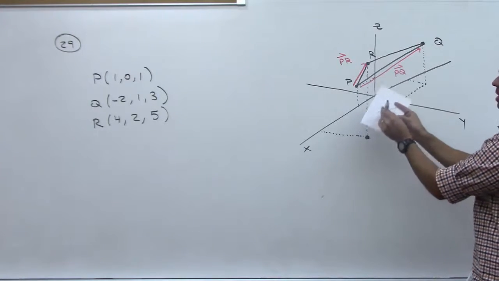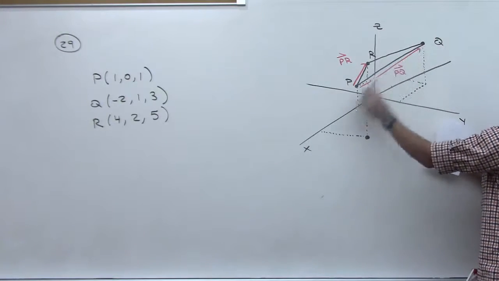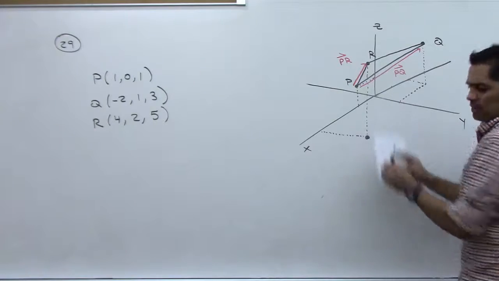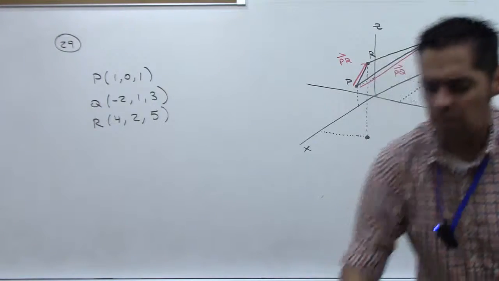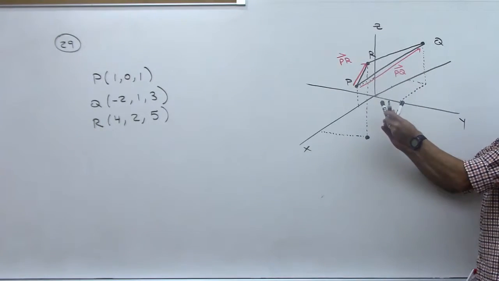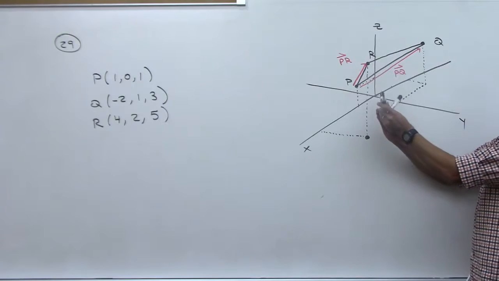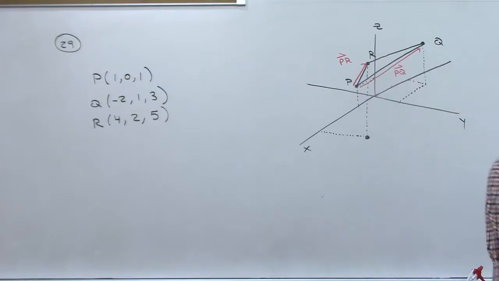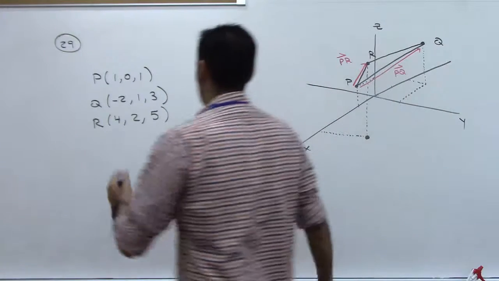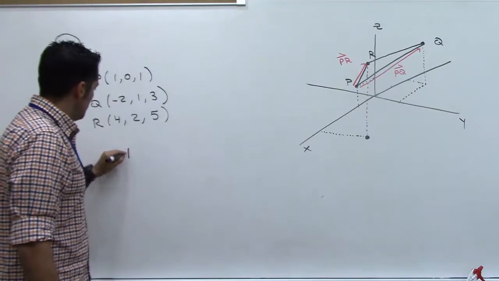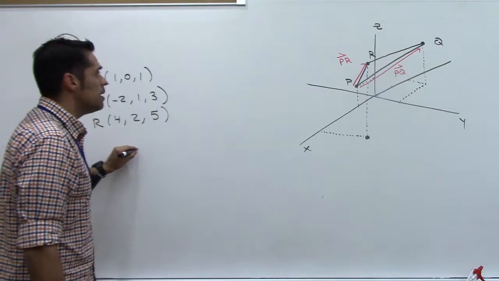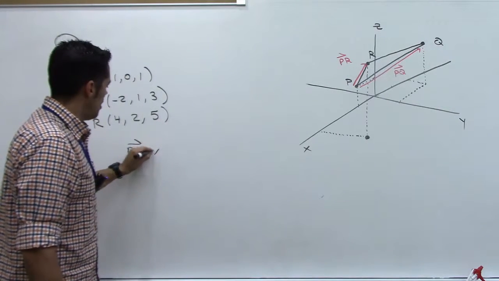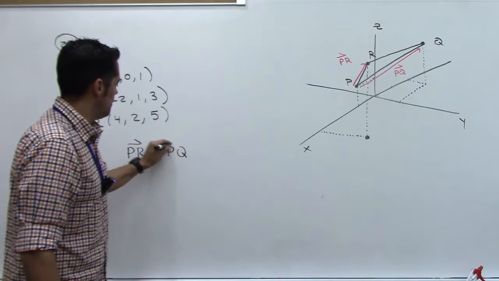And so what I can do is I can create 2 vectors out of the triangle, take their cross product, and we already know that when you take the cross product of 2 vectors, the resulting vector is orthogonal to both vectors, which means it's orthogonal to the plane. So I've already got the points listed here. What we need to find is the vector PR and cross it with the vector PQ.